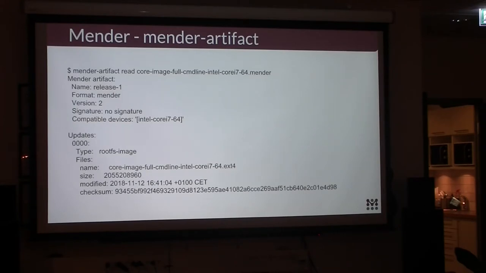So just showing a bit, if you run mender-artifact to read an artifact, what kind of information do you get? This is similar to what we saw on the server side. You can see you set some kind of release tag on the device. You see which device type this update image is compatible with. It can be a list of devices, but normally it's not. You also see the payload, which in this case is an ext4 image, you see the checksum, the size.